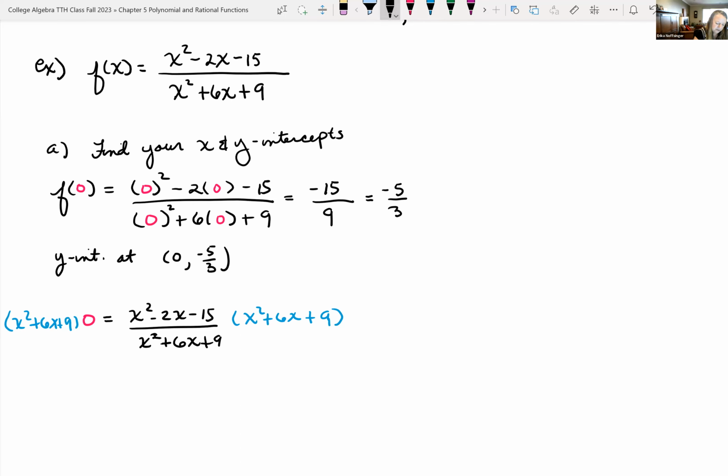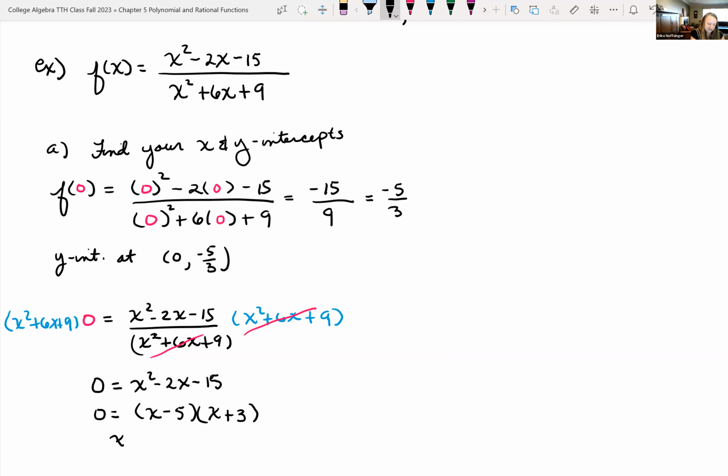Well, anything times 0 is always 0, is equal to, our denominator cancels with what we chose to multiply both sides of our equation by. So we're left with our numerator, x squared minus 2x minus 15. So 0 is equal to, I can factor this, or I can use the quadratic formula. And I notice that this is factorable. There are two numbers that multiply to -15 and add to -2, which would be -5 and +3. So that factors as x minus 5 times x plus 3.